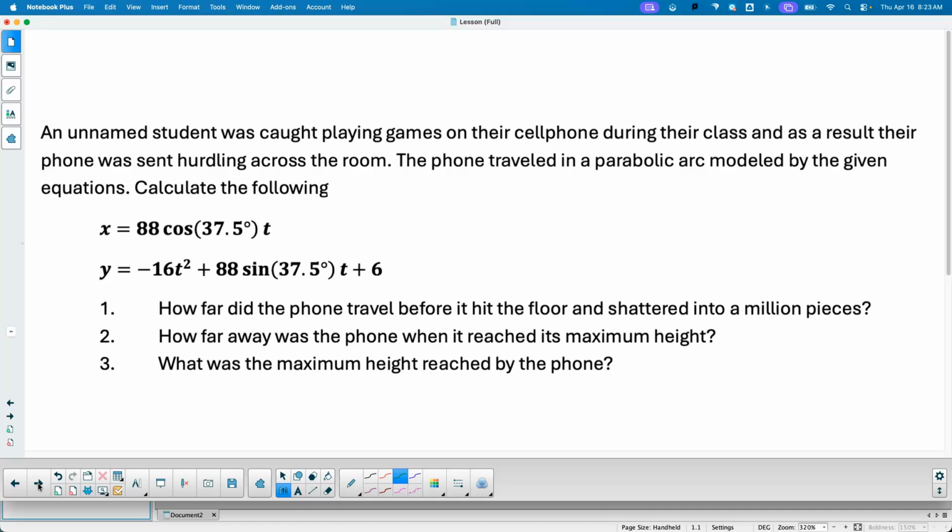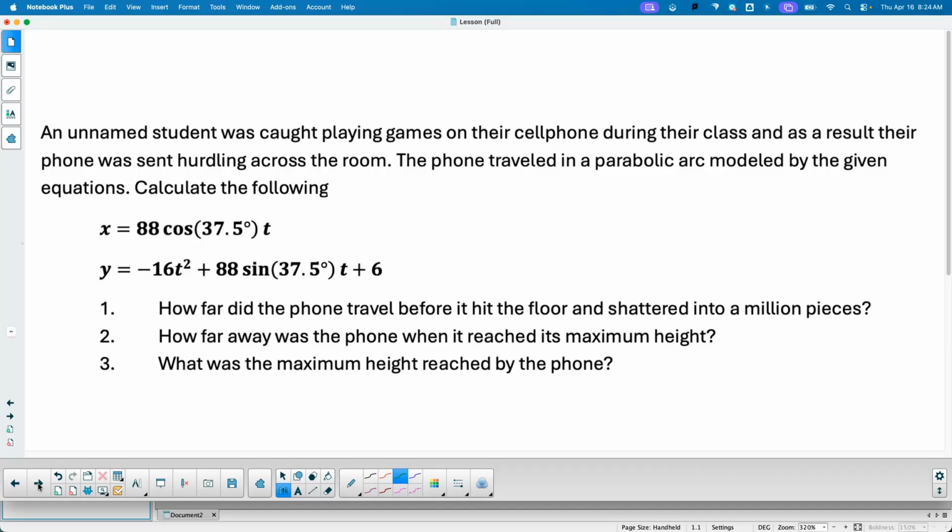Okay? So here is an unnamed student was caught playing games on their cell phone during class, and as a result, their phone was sent hurling across the room. Phone traveled on a parabolic arc modeled by the given equations. Calculate the following. Okay? Question number 1 says, how far did the phone travel before it hit the floor and shattered into a million pieces? Question number 2, how far away was the phone when it reached its maximum height? Question number 3, what was the maximum height reached by the phone? Okay. Right. So we're doing this algebraically.